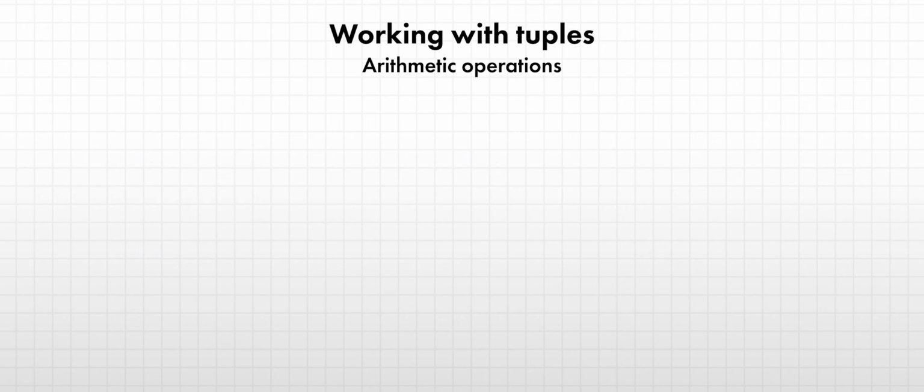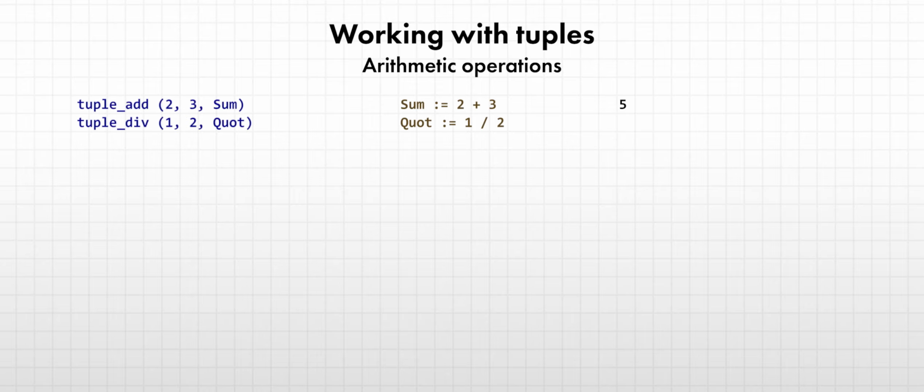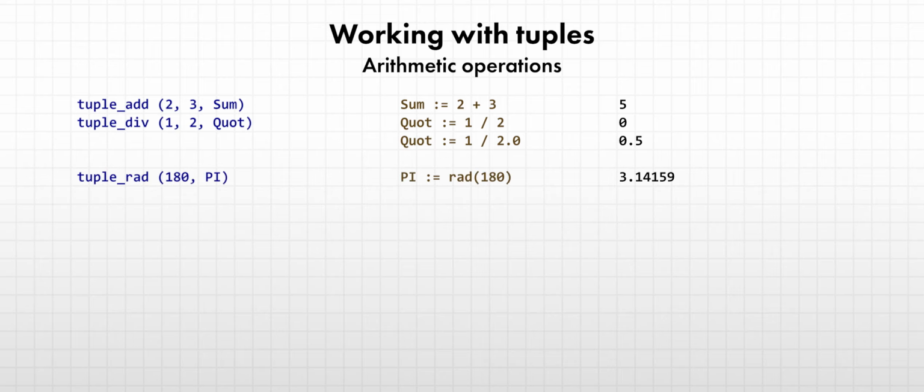Another category are the arithmetic operations, things like tuple add, tuple div, and so on. Note that the division of two integers results in another integer, so 1 divided by 2 results in the potentially unexpected value 0. To change this, at least one of the inputs must be of the type real, so that the result is also real. This category also includes all sorts of trigonometric operations, like the conversion of degrees to radians, cosine, and so on.